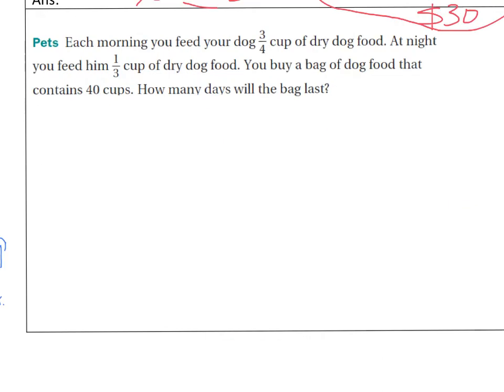Pets. Each morning you feed your dog 3/4 cup of dry dog food. At night you feed him 1/3 of a cup. So in total you feed him 3/4 plus 1/3 of a cup. So that would be 13 over 12 of a cup.